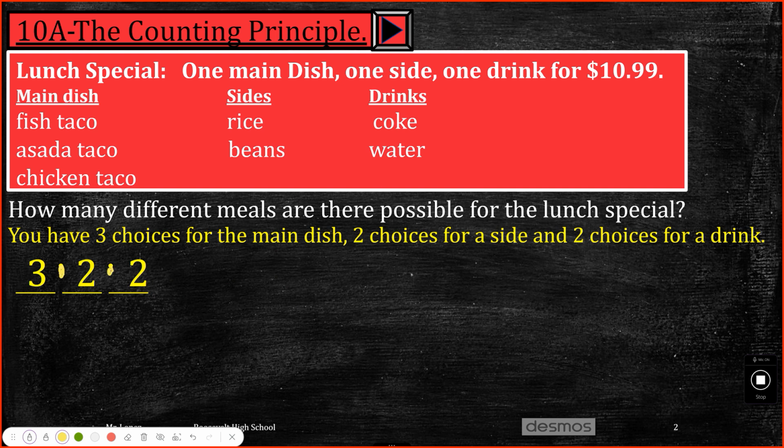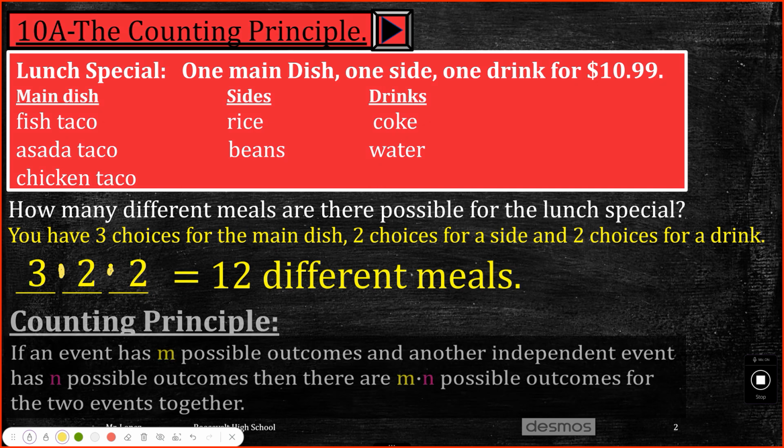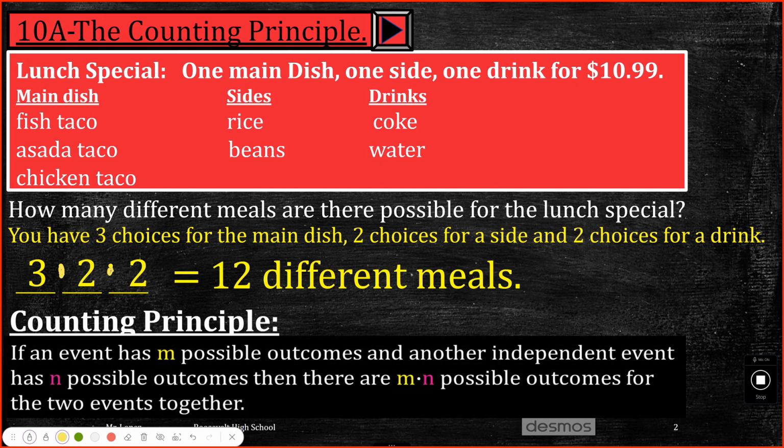Should be right here, like a dot. Multiply 3 times 2 times 2 is 12 different meals. And here, if you want to write down the actual counting principle, this is what it says. These are events. If an event has m possible outcomes and another independent event has n possible outcomes, then all you got to do is multiply all the possible outcomes of each, and that would be all the possible events together.